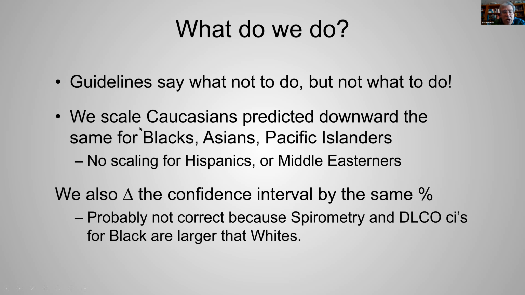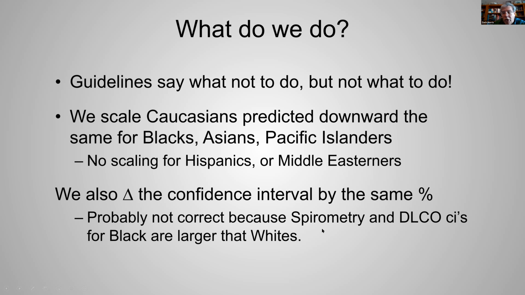How are we going to do this if we're going to adopt the guidelines? Basically what we decided to do is scale the Caucasian predictives downward, the same for Blacks, Asian, Pacific Islanders, with no scaling for Hispanics or Middle Easterners. And we're also going to change the confidence interval by about the same percentage. Makes no sense, and I agree with you, but basically what it boils down to is trying to do the best we can with lack of evidence.